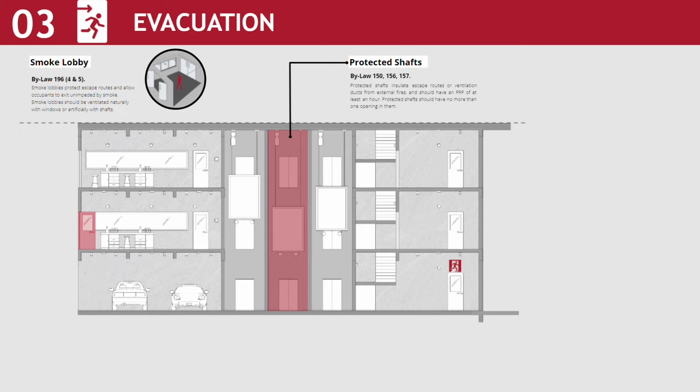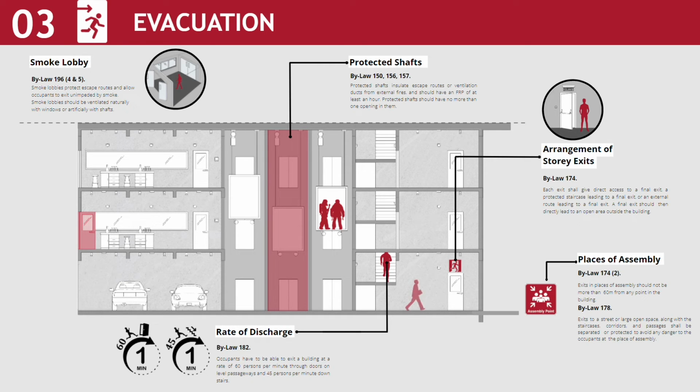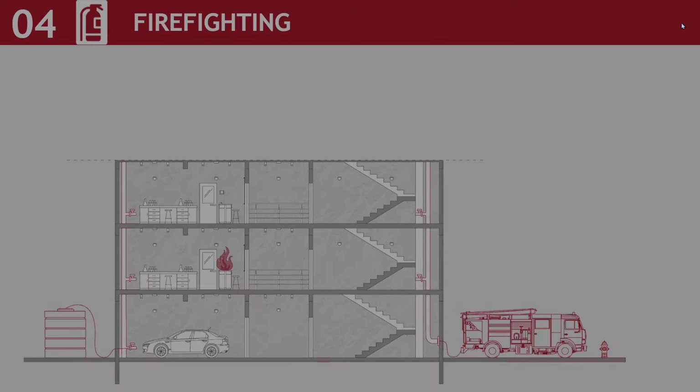The firefighting staircase must directly lead to the open space or a final exit in accordance with Bylaw 197 and 174. Last but not least, the public should assemble at an open space that is not more than 60 meters away from any point in the building, according to Bylaw 188.